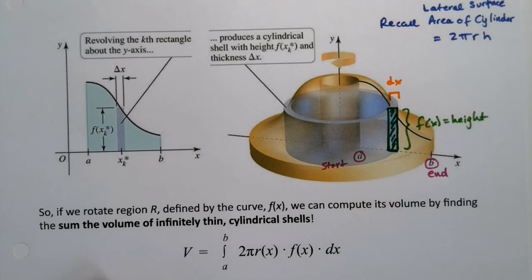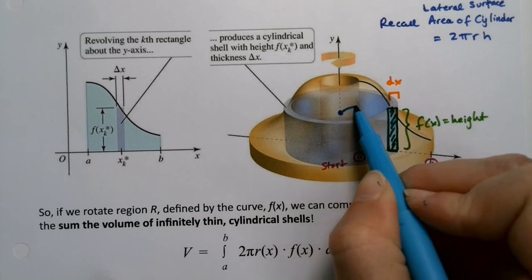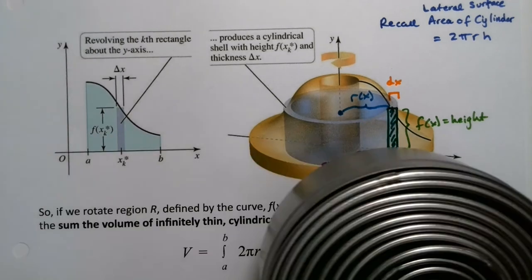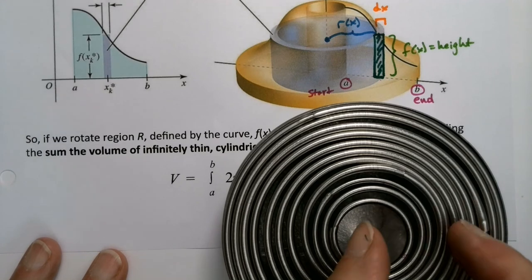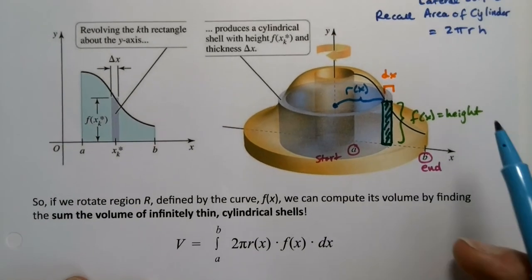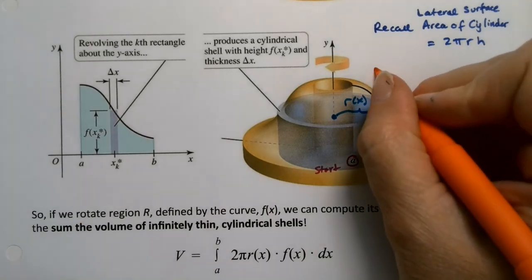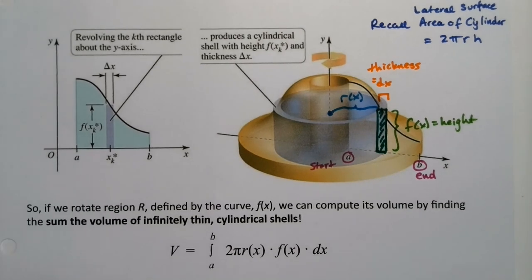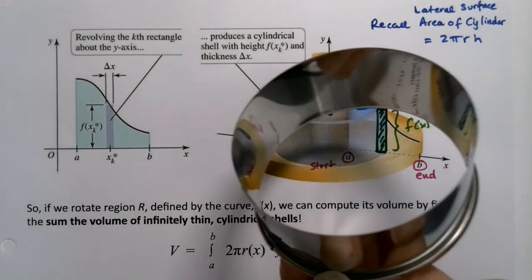And then you need your radius. Your radius goes from your axis of rotation out to that rectangle. That's your radius, the distance from the axis of rotation out to whatever ring you're talking about. And that gets us the surface area times the thickness, right? Because the dx is the thickness of your cylindrical shell, which in my case with my biscuit cutters is actually pretty thin if you look at it from the bottom.